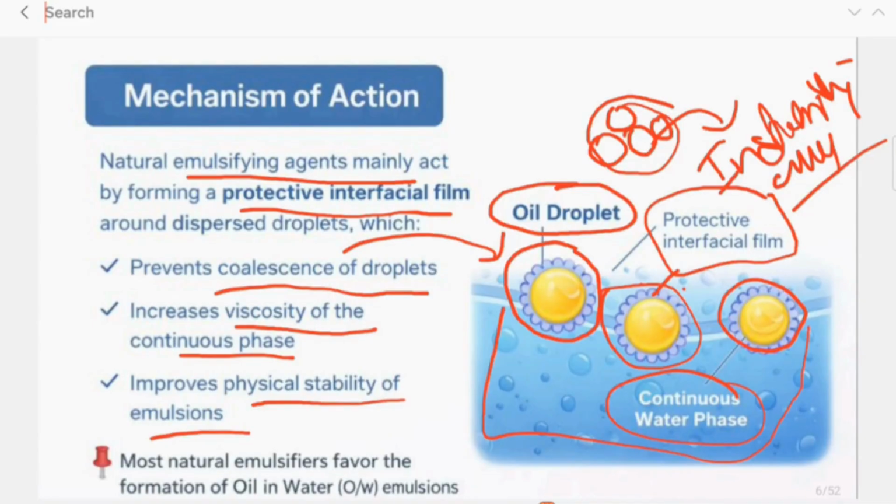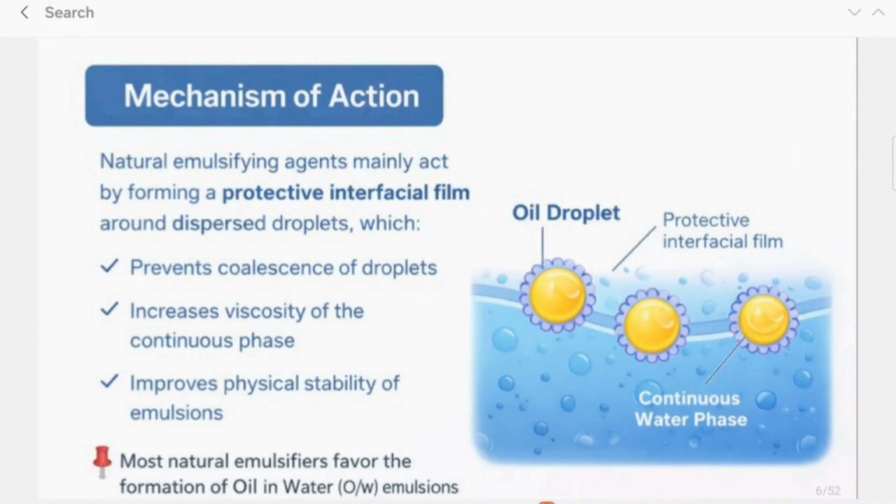So they increase the stability of the emulsion, and they also help in the formation of emulsions by forming a protective film surrounding the droplet, increasing the viscosity and preventing the coalescence, that is, the joining of smaller droplets to form a larger droplet. So this is the mechanism of action of natural emulsifying agents.